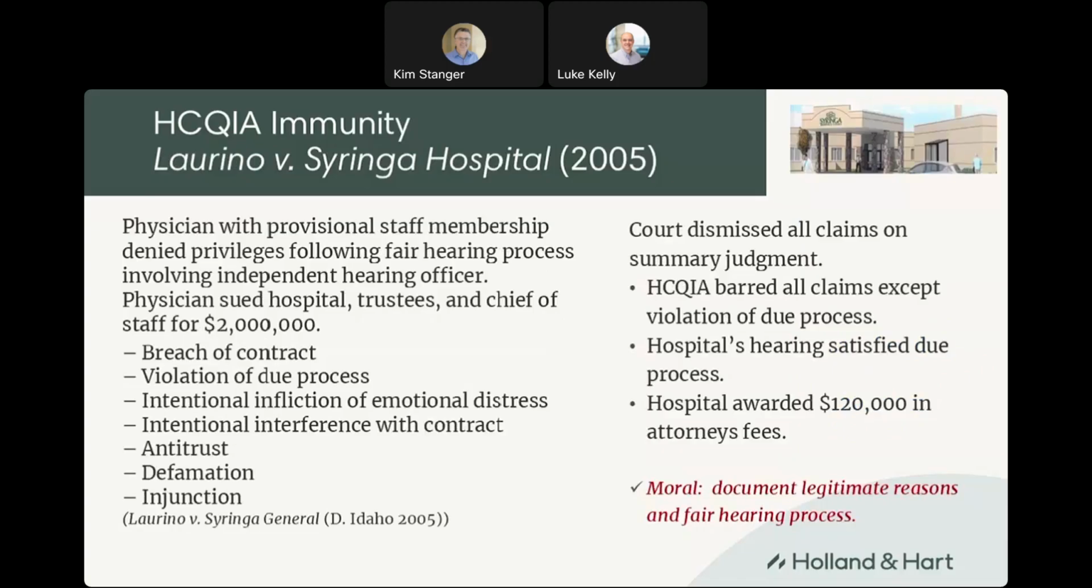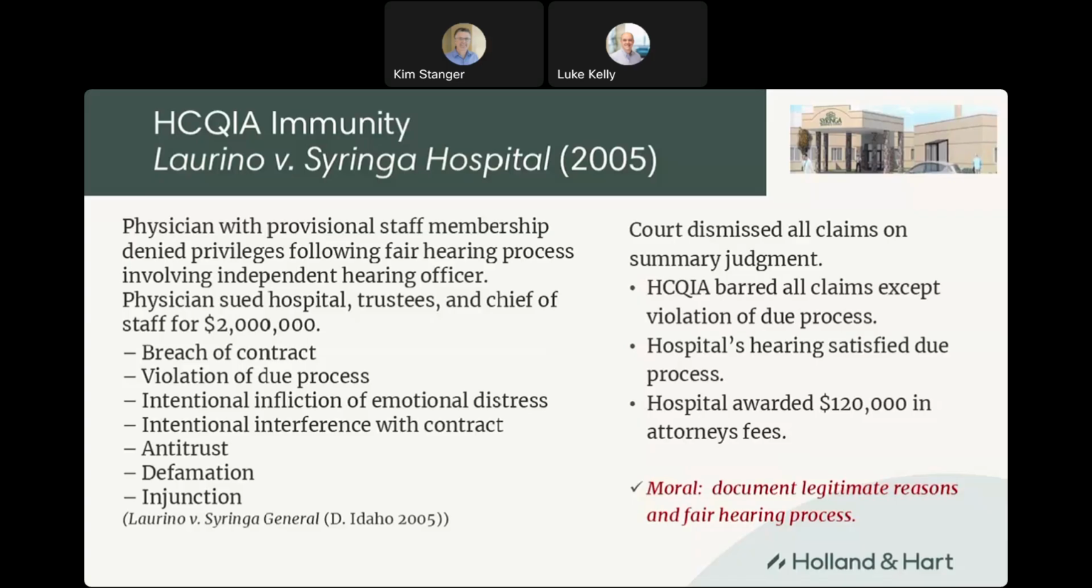Another case, just to show how powerful HCQIA immunity is. It's a case that I actually had, one of my first ones after I returned to Idaho. This was a situation where a physician sought privileges at a particular facility. Actually, the physician had privileges, but they were provisional, and there was a question about whether or not he was going to advance. The hospital conducted a hearing and ultimately concluded that they were not going to allow this physician to advance beyond provisional status, and that his privileges would be terminated.